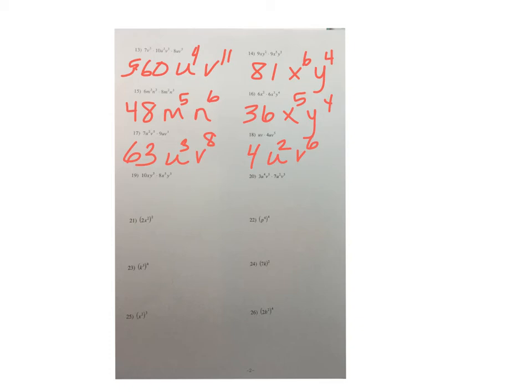Number 19, 10 times 8 is 80. X to the first times x to the fifth, so 1 and 5 is 6. Y's, we have 3 and 3, which is 6. Number 20, multiply the coefficients. 3 times 7 is 21. For u, we have 4 and 2, so that's 6. And for v, we have 5 and 3, which is 8.